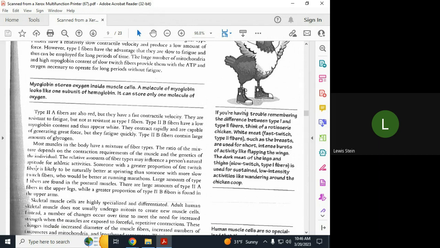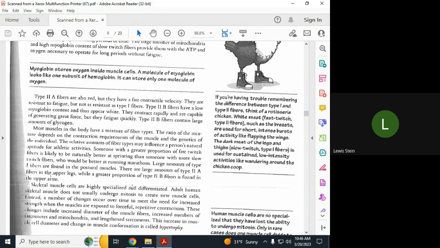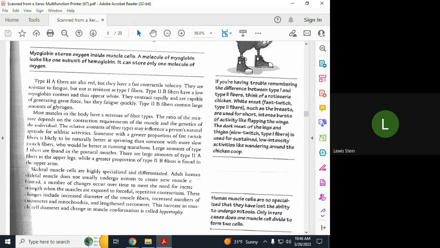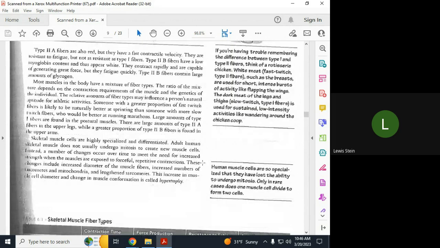So with natural aptitude, fast twitch fibers are likely naturally better at sprinting than someone with slow twitch would be, and vice versa for marathons. Type 1s are postural muscles. Type 2As are acceleration muscles, upper arms, upper legs. Type 2B, upper arms. And again, they're not mitotic. All they do is undergo hypertrophy, not hyperplasia. You can make what you've got bigger, but not more.